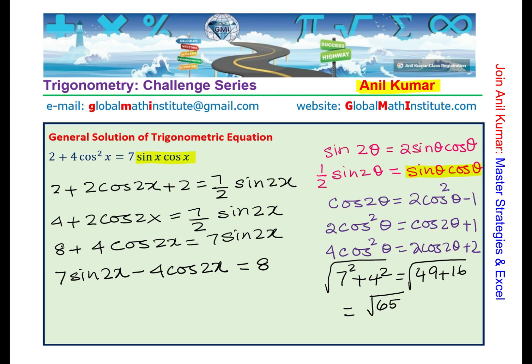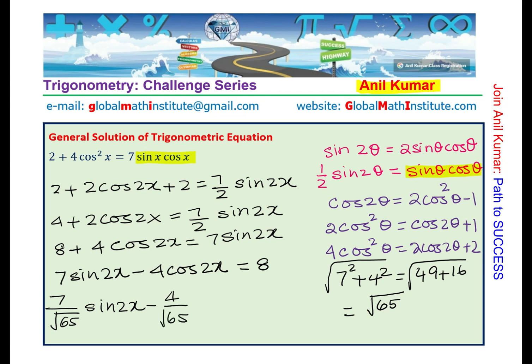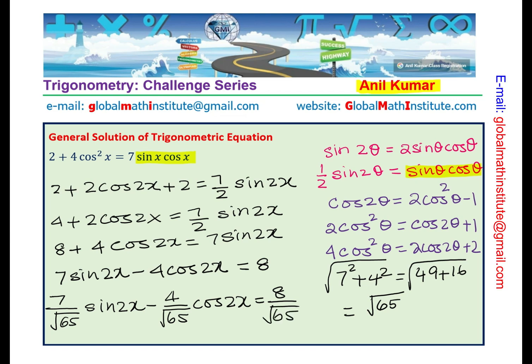So in that case, you get 7 over square root 65 sine 2x minus 4 over square root 65 cos 2x equals 8 over square root 65. Perfect. So 7 over square root 65 is less than 1, and we can write it as cos of something, for example. We can substitute this. And 4 over square root 65 is also less than 1, so we could replace them with sine and cosine. Correct? So let's take it on a fresh page, and then from there we'll continue.